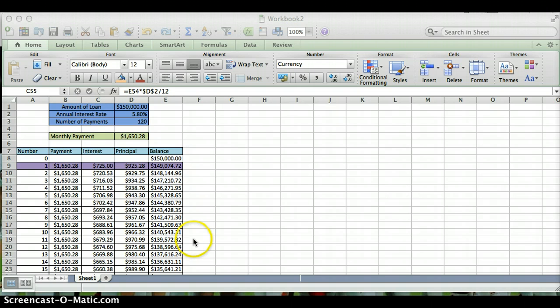So I started off by clicking up here and entering the amount of the loan, which is $150,000, the annual interest rate of 5.8%, and the number of payments, which is 120, and that's over 10 years. So I figured out the monthly payment with the formula that Miss Connie gave us.